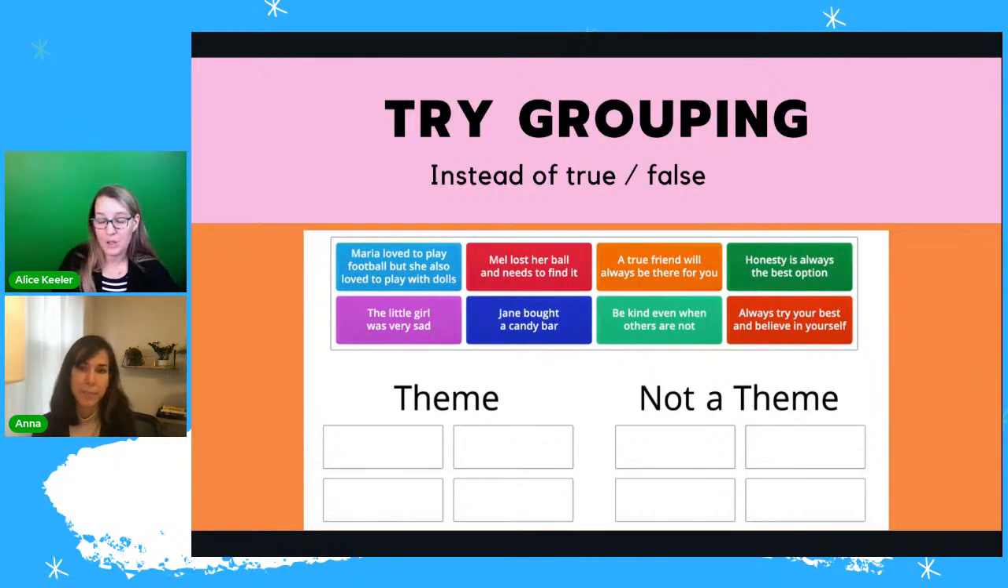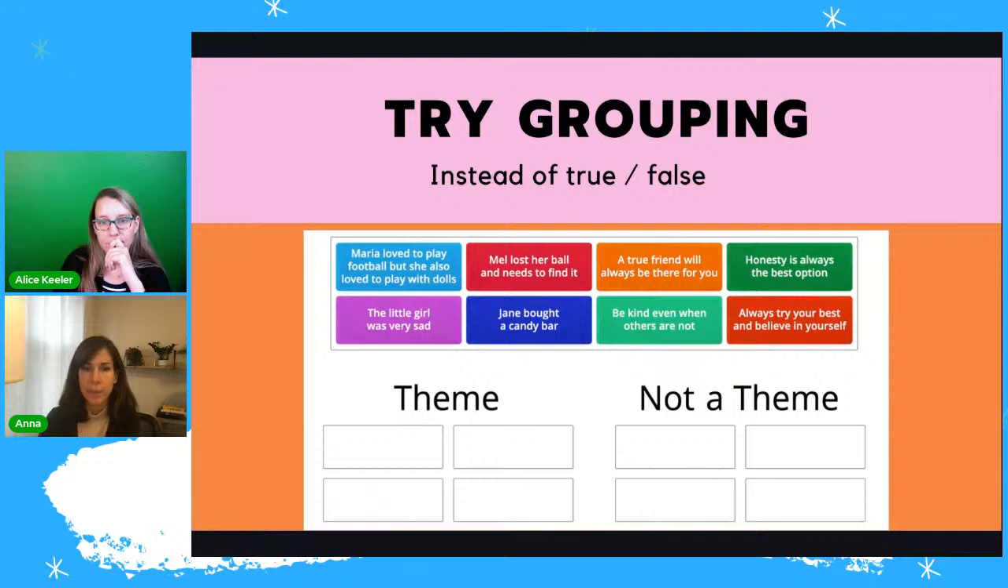That's a great tip. I teach math, and a lot of times I will give them a definition, true or false, this is a trapezoid. So I could give them several things, and instead say trapezoid, not a trapezoid, and allow them to group those up instead. Exactly. And not that true, false isn't helpful.